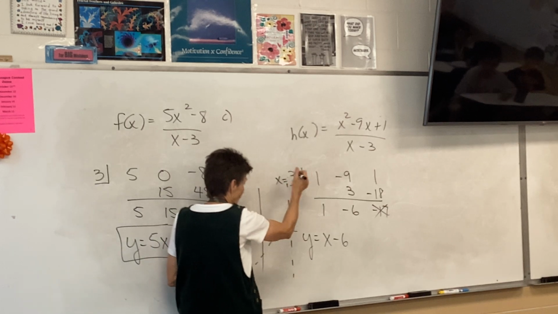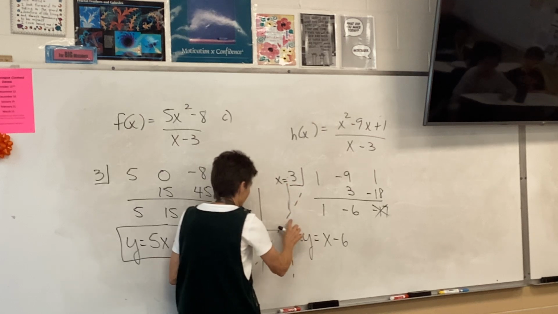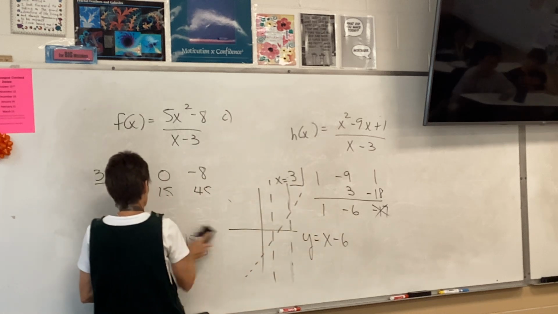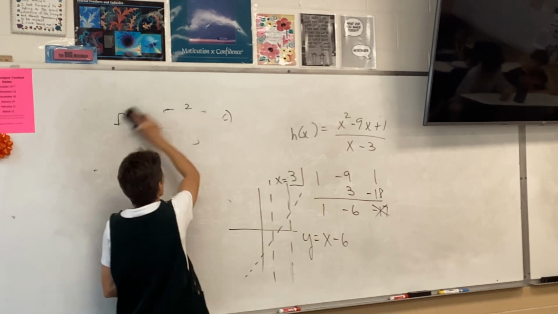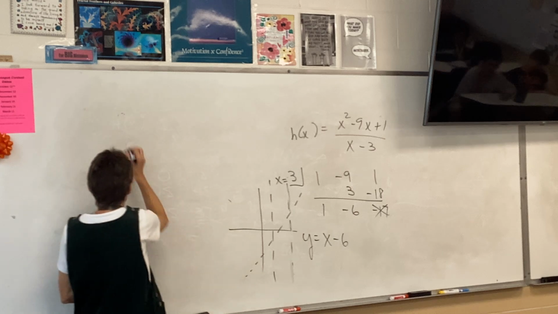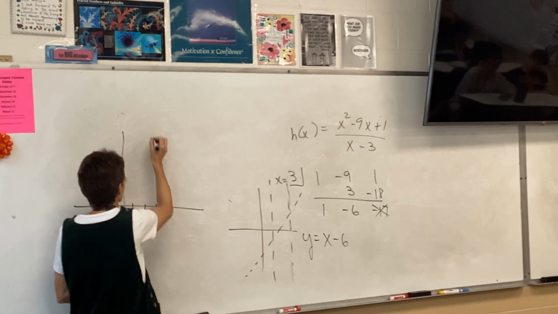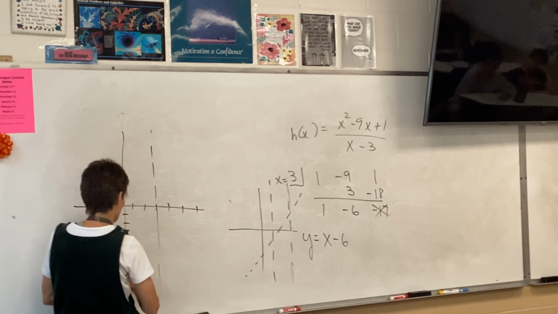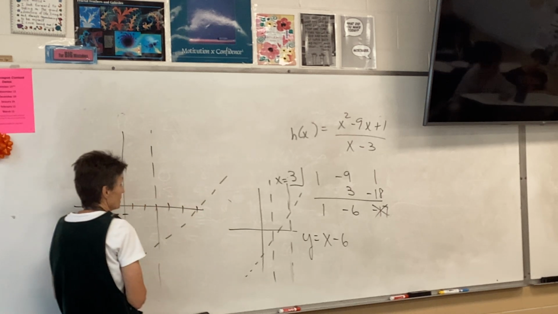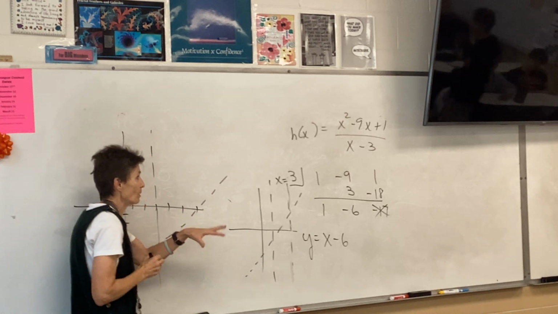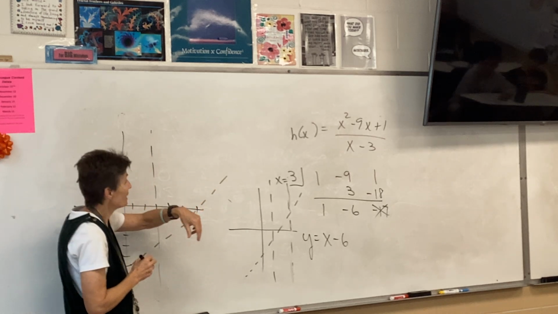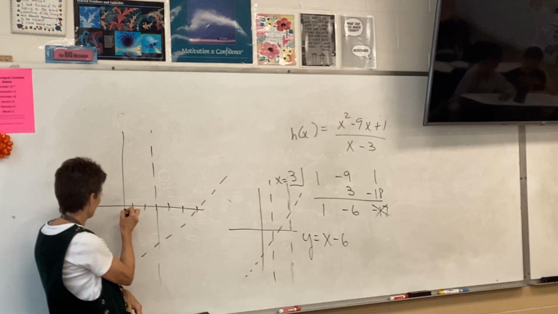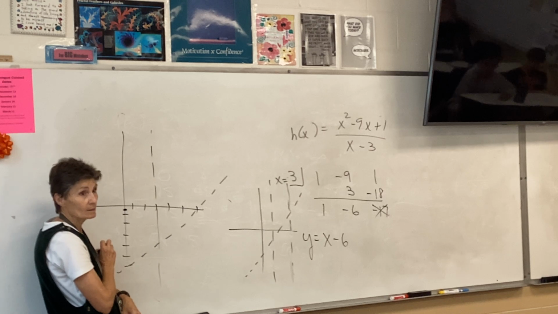Oh, wait a minute. My vertical asymptote over here. Let me start over again. So my vertical asymptote's at 3. My slant asymptote is right here. I don't know where my zeros are, and I don't wanna take time to find them. I know my y-intercept is -1/3 for the picture itself, right?